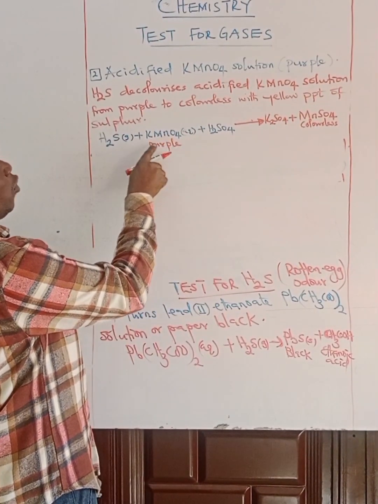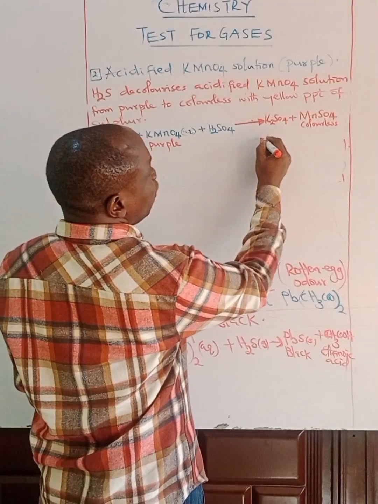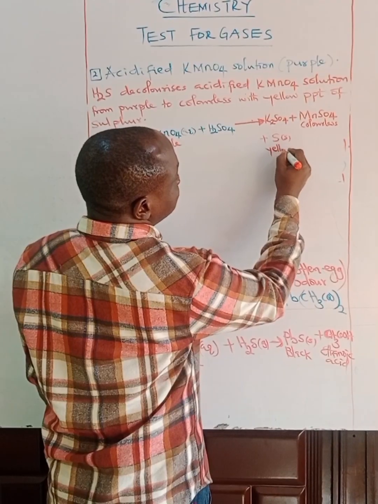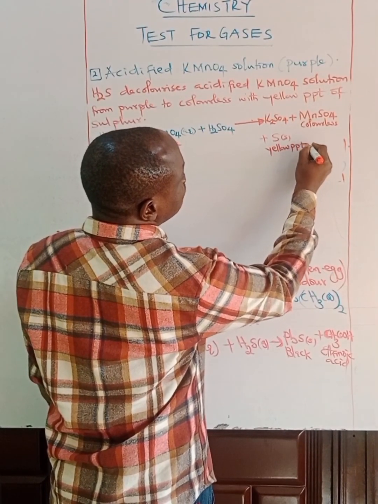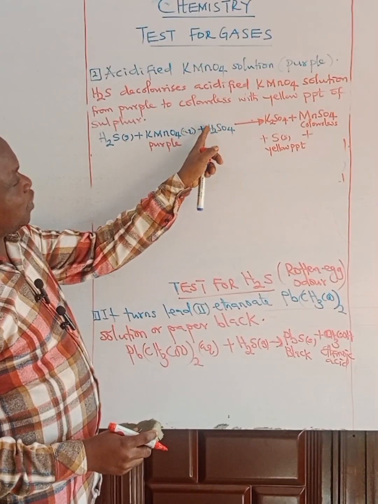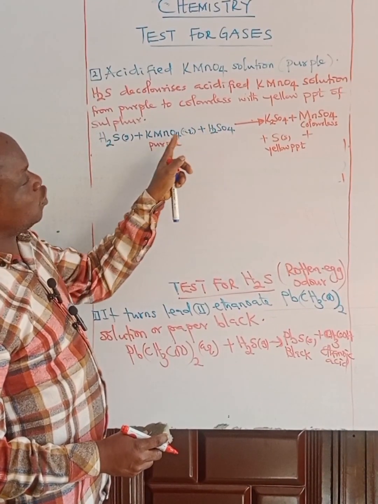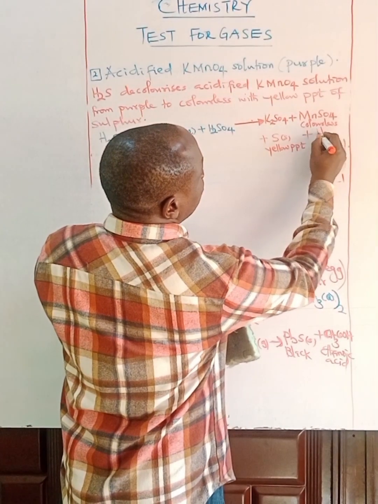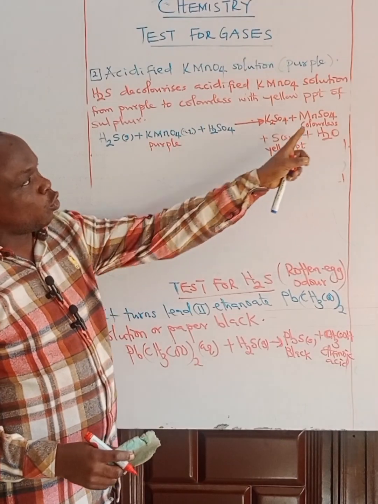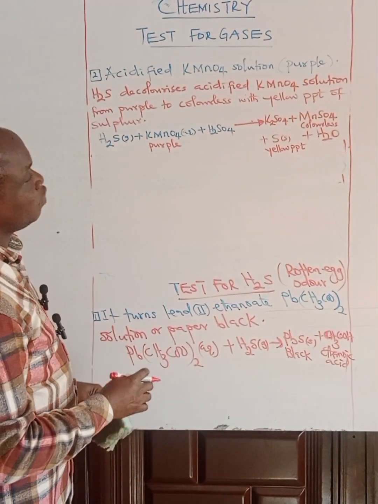KMnO4 is a powerful oxidizing agent. We remove hydrogen from the hydrogen sulfide, leaving sulfur, that is the yellow precipitate. The hydrogen combines with the oxygen to form water. That's the equation of reaction. So it decolorizes from purple to colorless, from manganese 7 to manganese 2, with a yellow precipitate of sulfur.